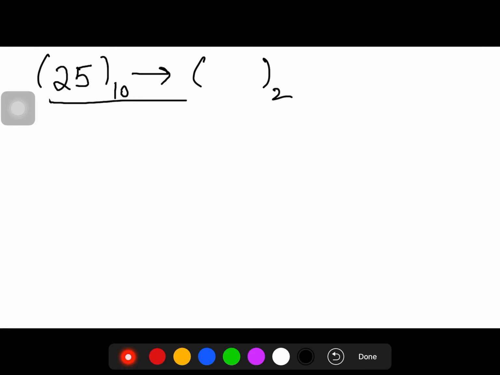Now how to convert a number which is there in the decimal number system to the binary number system? Suppose we have 25. We want to convert 25 in decimal to a binary number. What is the procedure for this conversion?